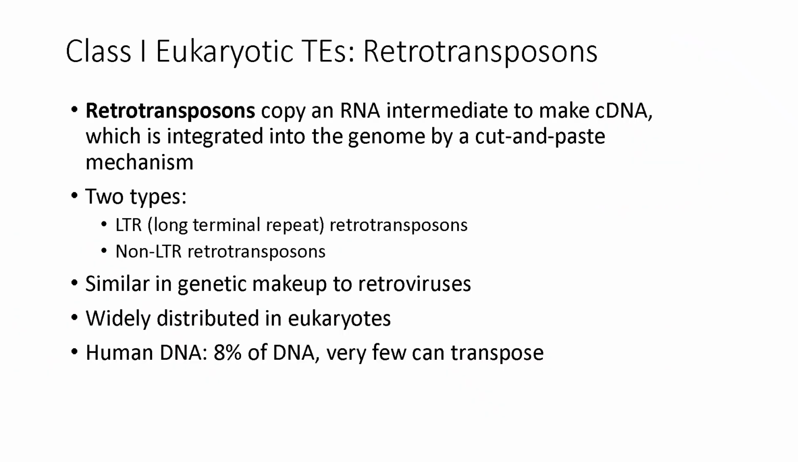Now we shift to class I transposons, also known as retrotransposons. These elements copy an RNA intermediate and generate cDNA through reverse transcription. The resulting DNA is then integrated into the genome using a cut and paste mechanism. Retrotransposons are widespread in eukaryotes and share features with retroviruses. In humans, they make up roughly 8% of the genome, although most are inactive.